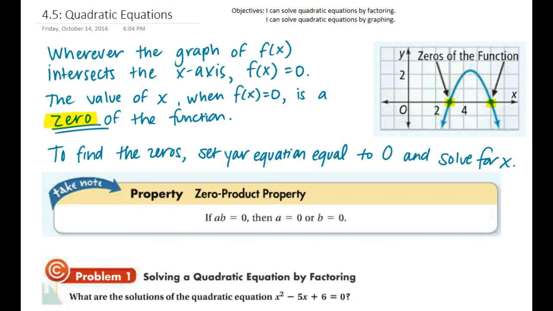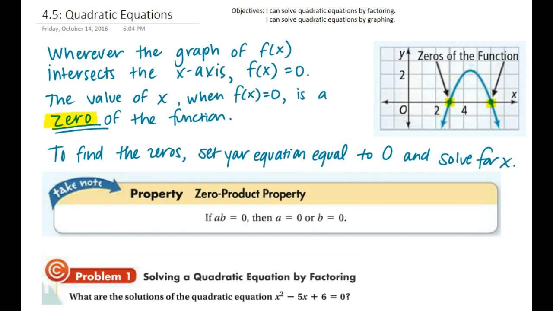Today we're going to continue to work with quadratic functions and specifically learn how to solve quadratic equations. So we're going to have a goal of solving quadratic equations by factoring as well as by graphing. So let's begin by talking about what a zero is.